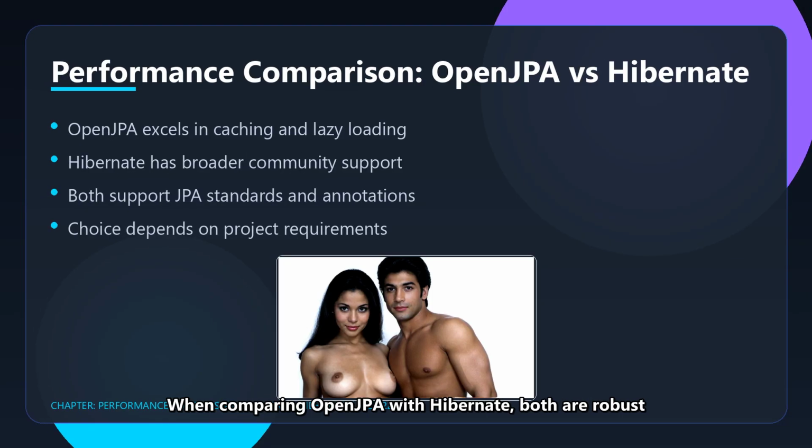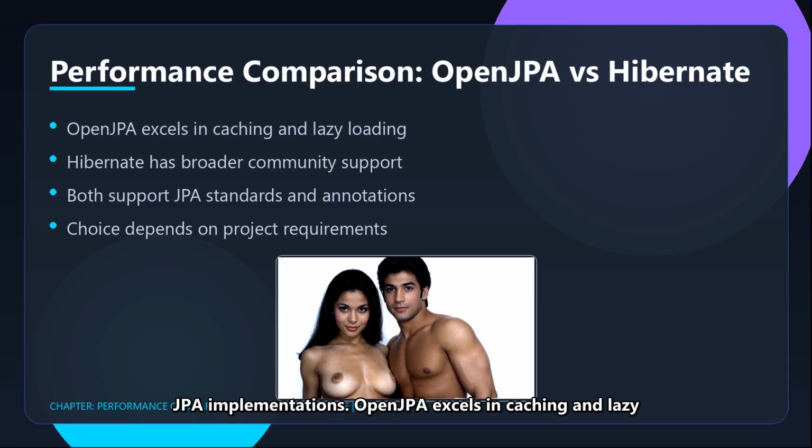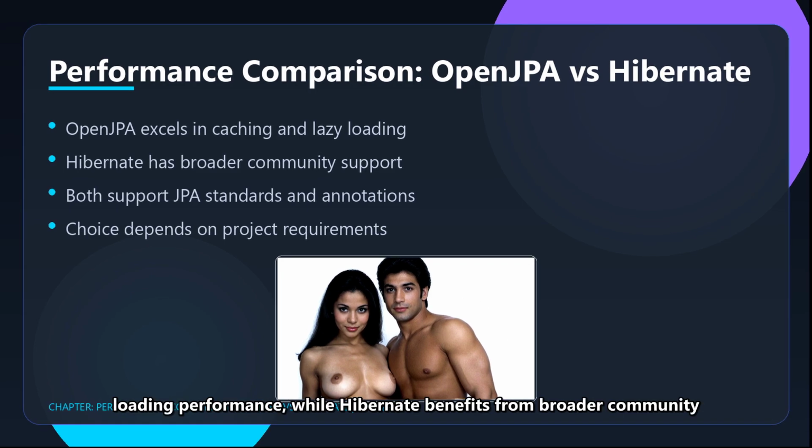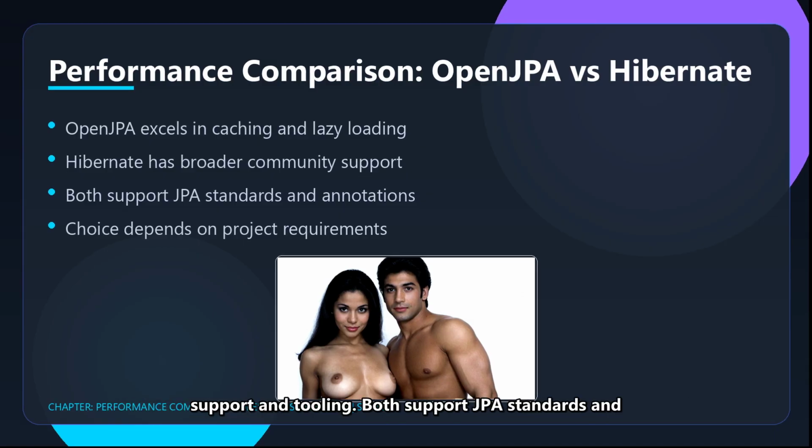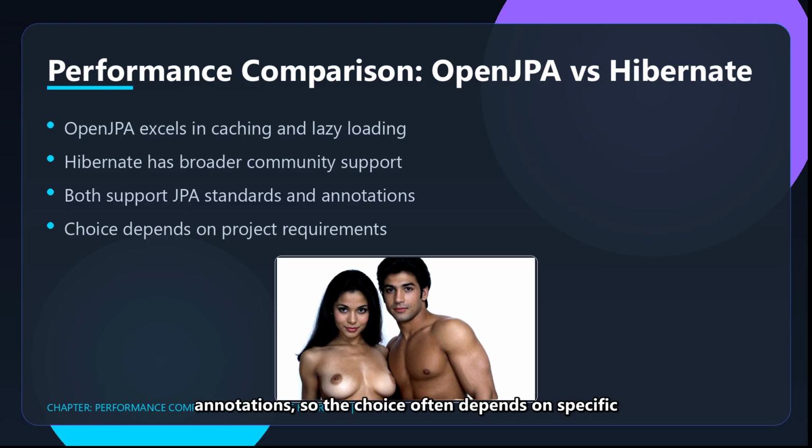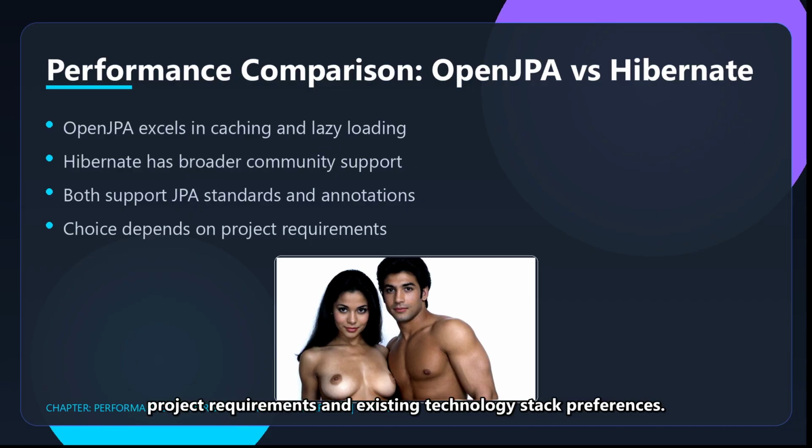When comparing OpenJPA with Hibernate, both are robust JPA implementations. OpenJPA excels in caching and lazy loading performance, while Hibernate benefits from broader community support and tooling. Both support JPA standards and annotations, so the choice often depends on specific project requirements and existing technology stack preferences.